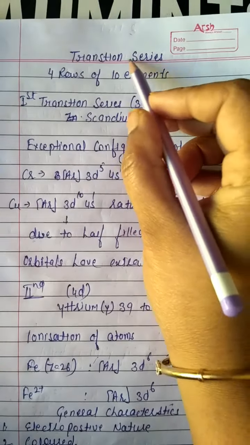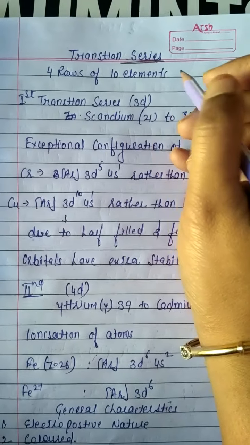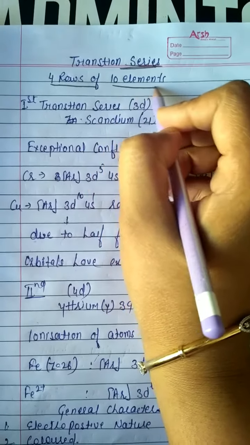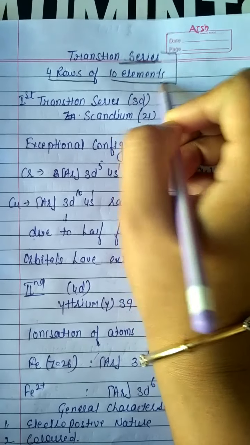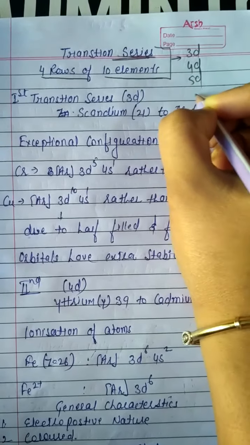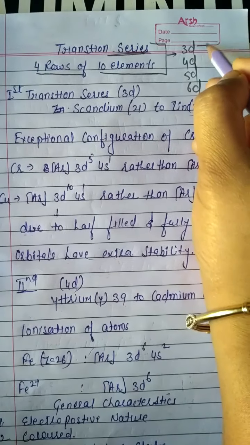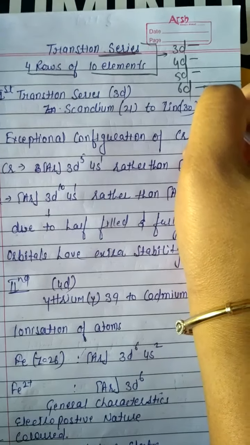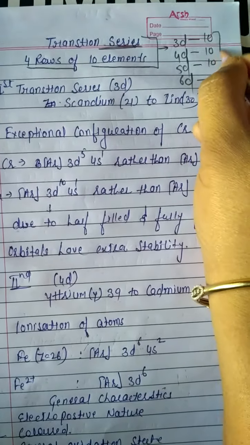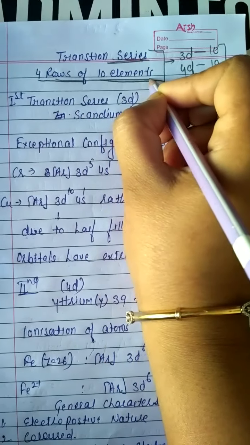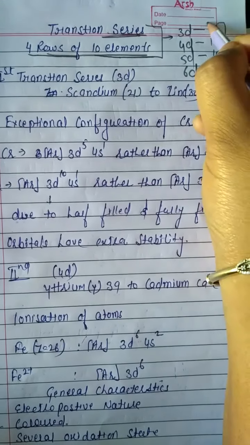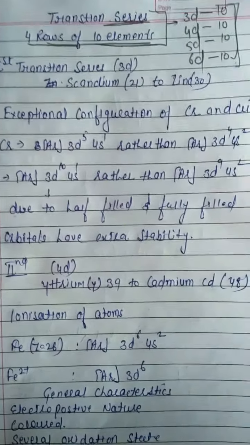Now next is the transition series. In the d block elements, there are 4 rows of 10 elements, which are called transition series, meaning 3d, 4d, 5d, 6d. There are 4 rows, 1, 2, 3, 4, and in each row 10 elements are present. In the periodic table, these 4 rows of 10 elements are called a transition series.